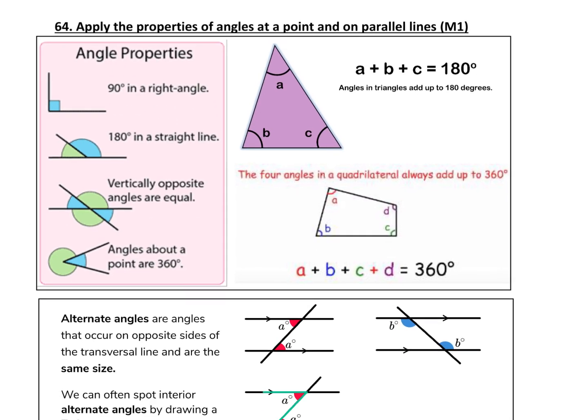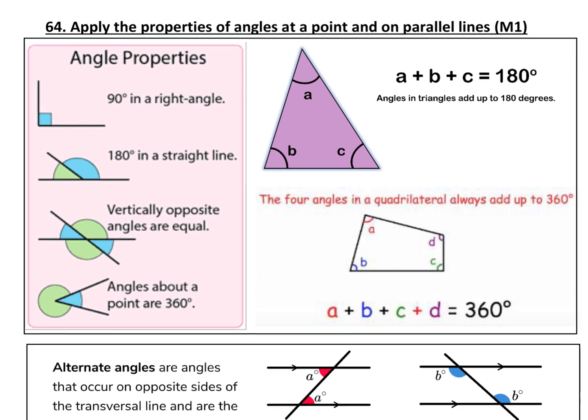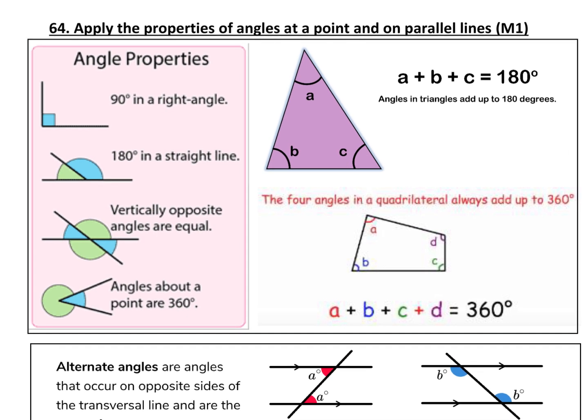Okay, so on the left hand side here in the pink box, we've got what a right angle is, 90 degrees. If you've got angles that are on a straight line, they'll add up to 180. If two lines intersect or cross, then the opposite angles are equal, and we call them vertically opposite. And then if you go a full turn, the angles that make up a full turn add up to 360 degrees. Angles in a triangle add up to 180, and angles in a quadrilateral add up to 360.